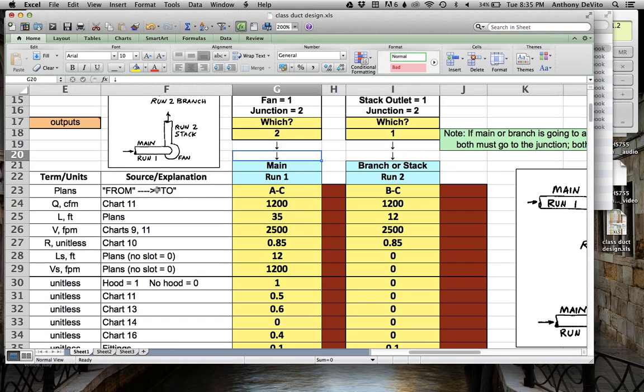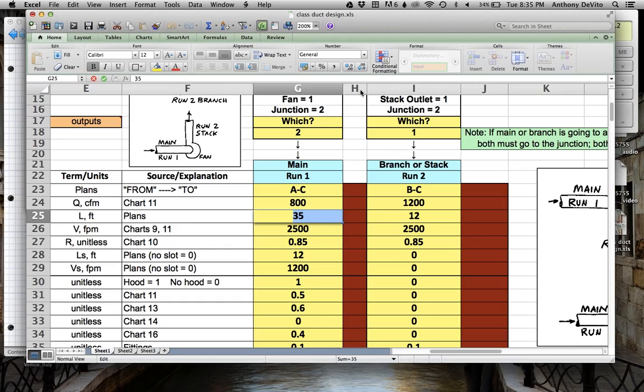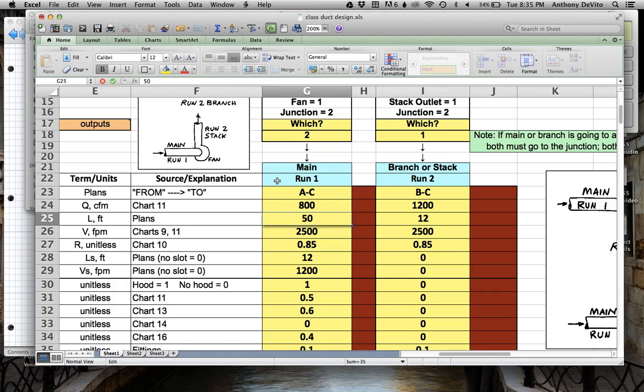Okay, so now I have to tell it for going from A to C, what Q do I need? What did we say it was going to be? Remember, 800, right? Okay, good. How many feet of ductwork do we have between A and C? 50 feet. Good memory. Okay, 50. What's the velocity, the transport velocity that we need for this material?